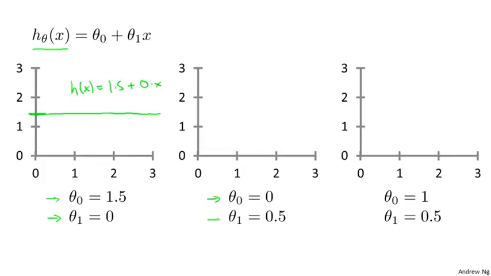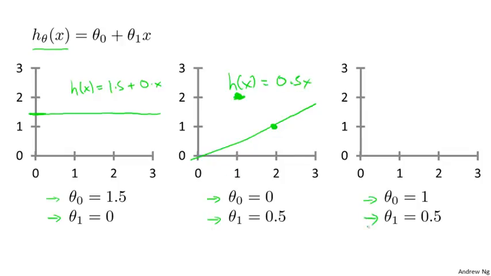If theta 0 equals 0 and theta 1 equals 0.5, then the hypothesis will look like this. And it should pass through this point 2, 1, since you now have h of x, so really h subscript theta of x, but sometimes I'll just omit theta for brevity. So h of x would be equal to just 0.5 times x, which looks like that.